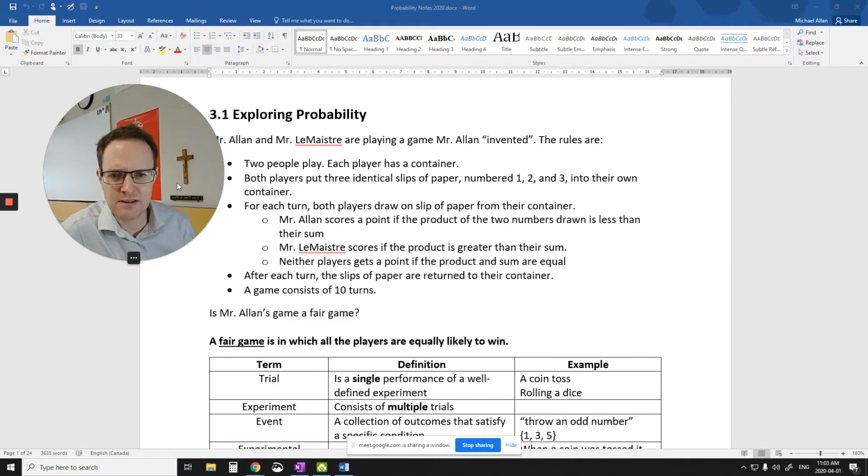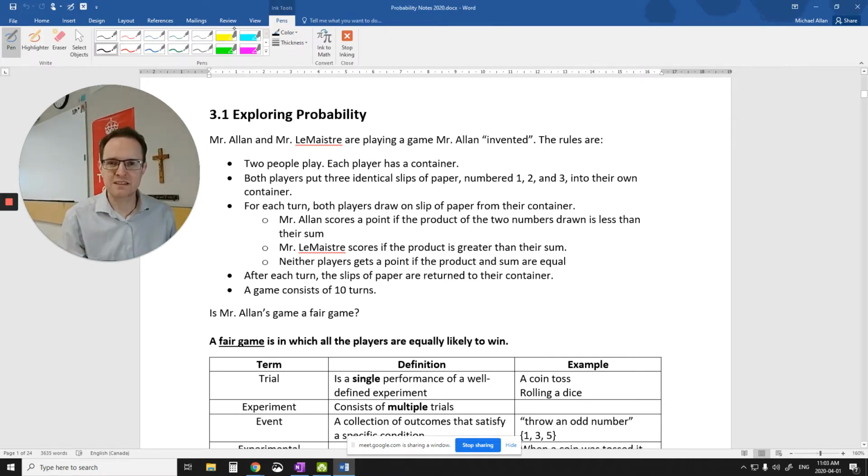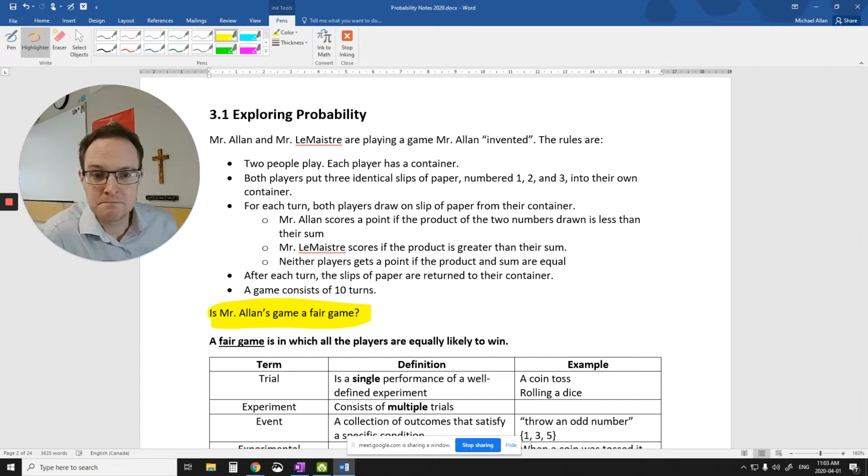Let's just explore this first of all. Look at this question here. Mr. Allen and Mr. LeMace are playing a game that Mr. Allen invented. There's a question later on, you can see down here. It asks, is this game going to be fair? Well, probably, since I invented it, it's probably not going to be unfair, but we'll see. So these are the rules. Two people play. Each player has a container, so they just have a box. Each player puts 3 identical slips of paper in it, numbered 1, 2, and 3, in their own container.